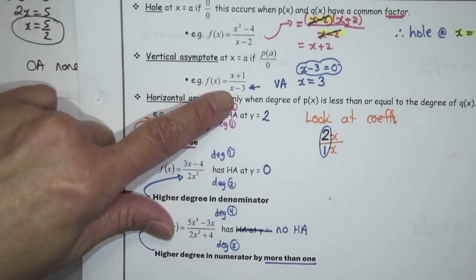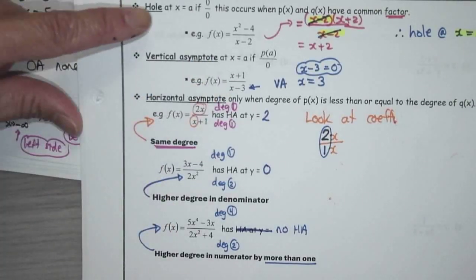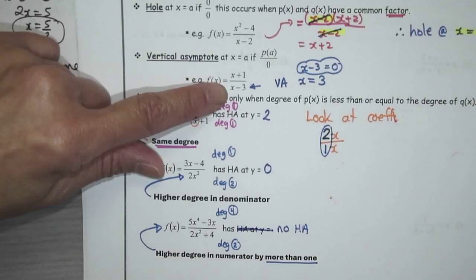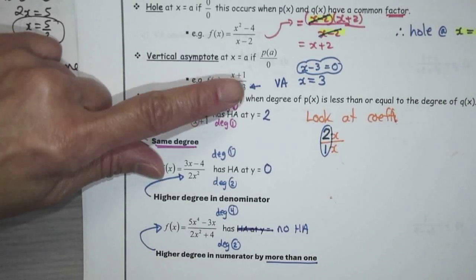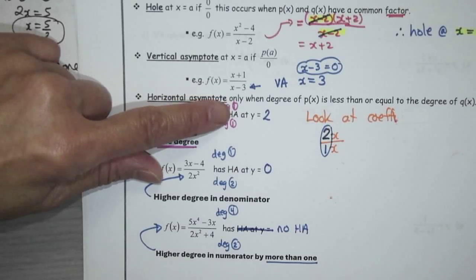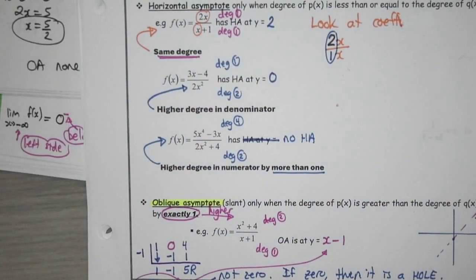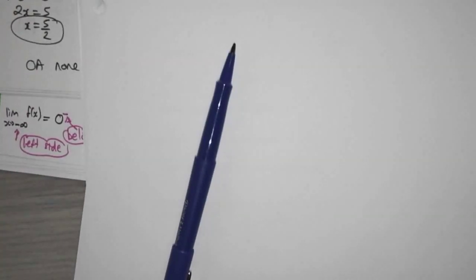Vertical asymptote, you're looking at the denominator. If it doesn't cross off, whole is always your first one. Vertical asymptote, you look on the bottom. You go, uh-oh, something's left on the bottom. That will always give me the vertical asymptote, denominator. Then there's the horizontal and oblique. So I want to go over those ones here.